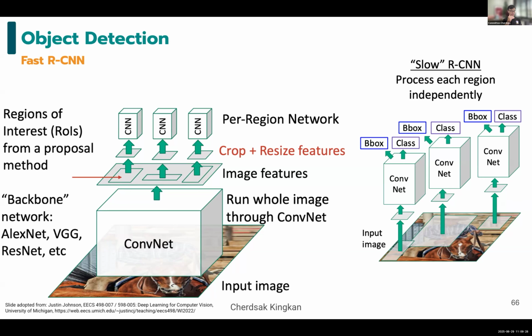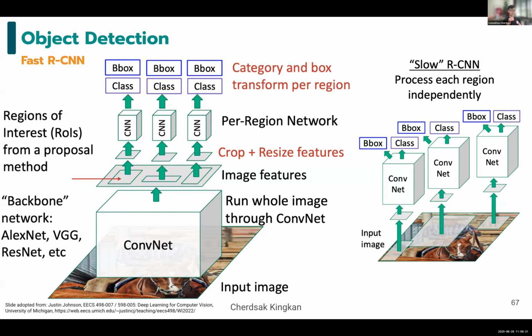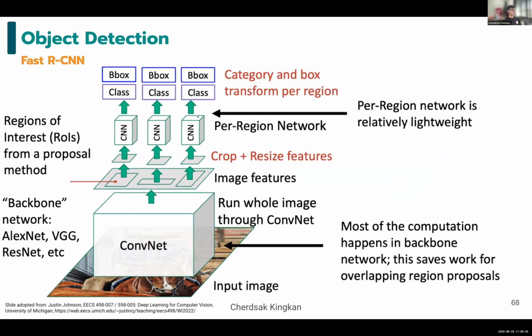Then we pass them into another CNN so that it can predict categories, and it can also predict the box transform for each region. So the output is the same; we just swap the sequence. This per-region network could be a very small, very lightweight network, even a linear model, and the core network could be like AlexNet, ResNet, VGG. This could save work on overlapping region proposals.